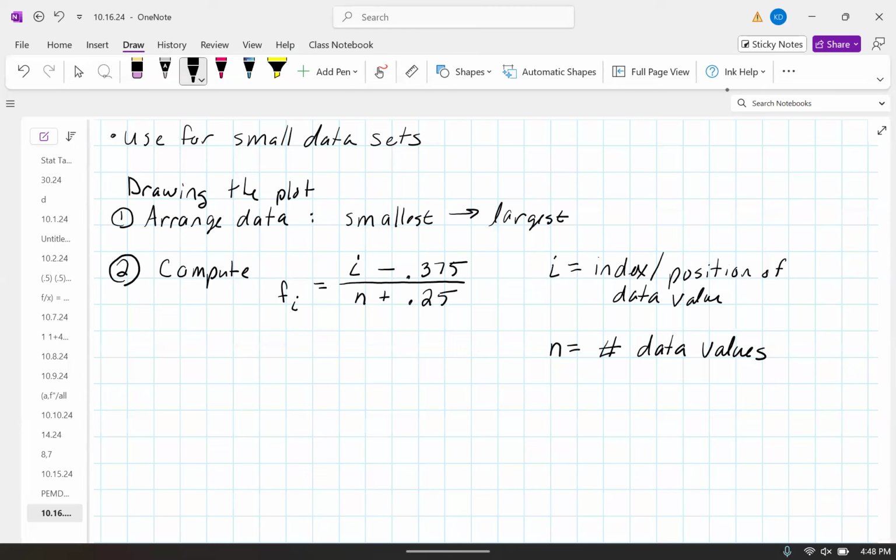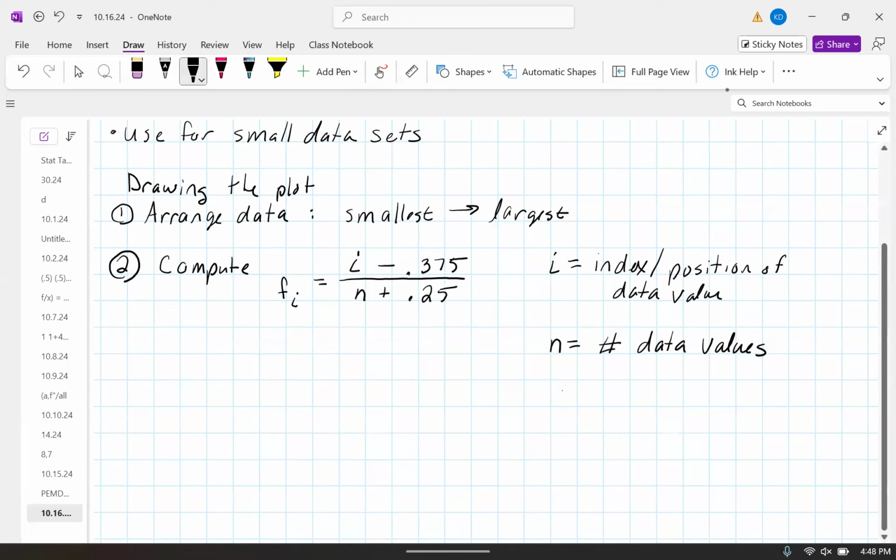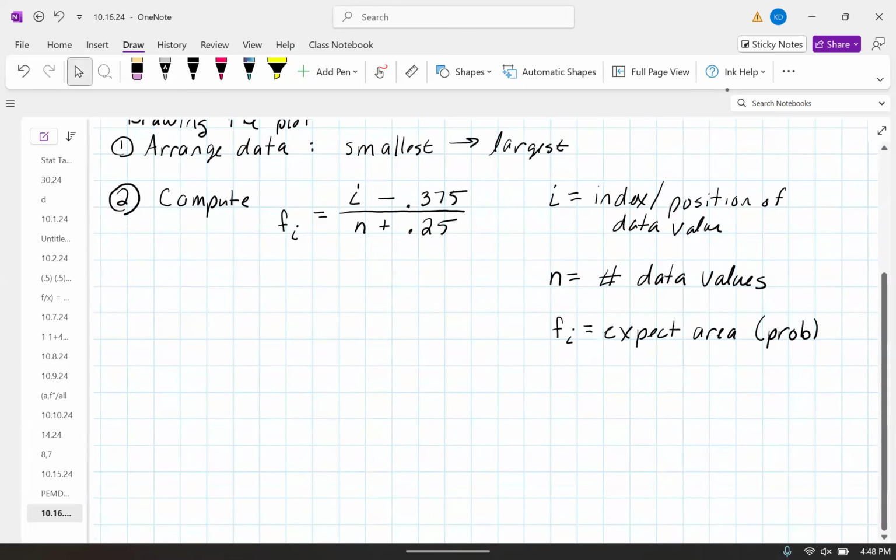Your F sub i, when I was looking through the notes, they didn't tell us what F sub i was until like three pages later. So it is the expected area, or the probability, to the left of our given data value.